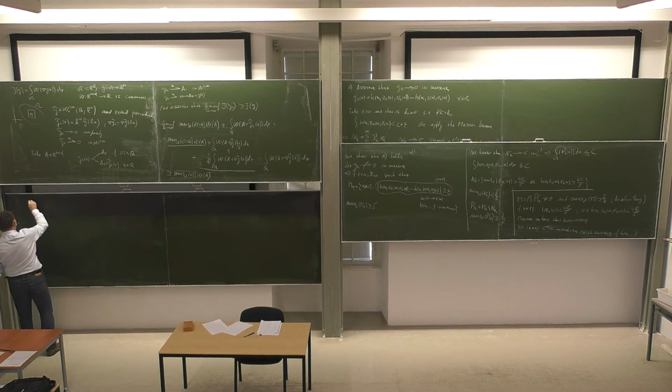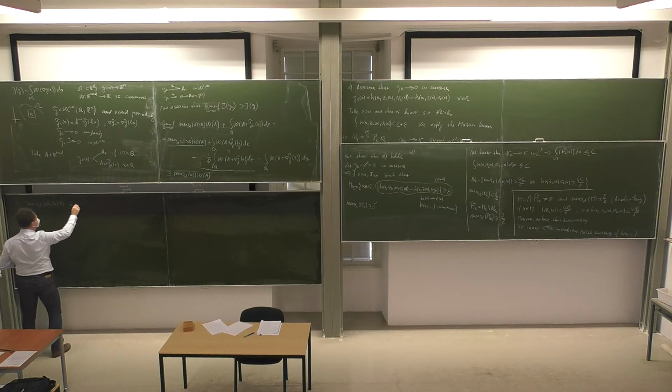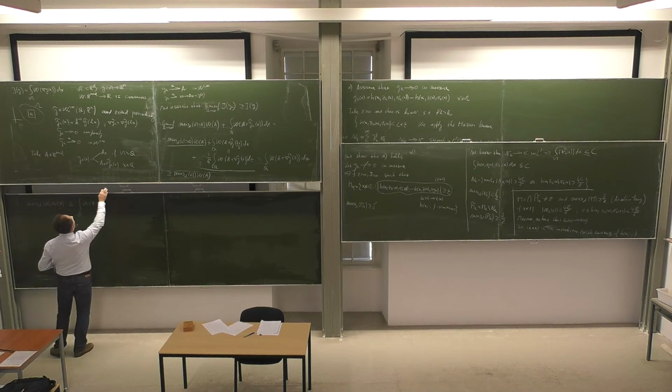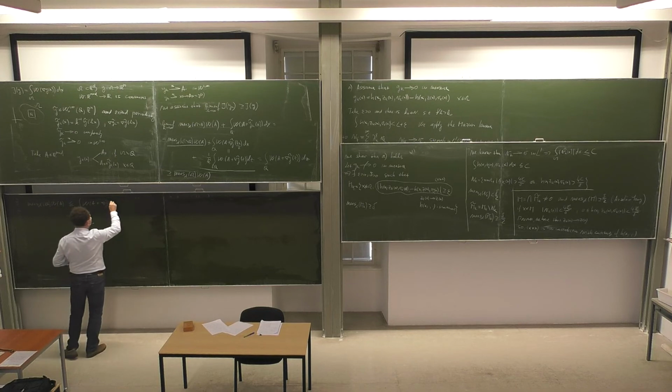So finally, we have that the Lebesgue measure of Q times W of A should be smaller or equal than the integral over Q of W of A plus gradient Y tilde of x, dx.